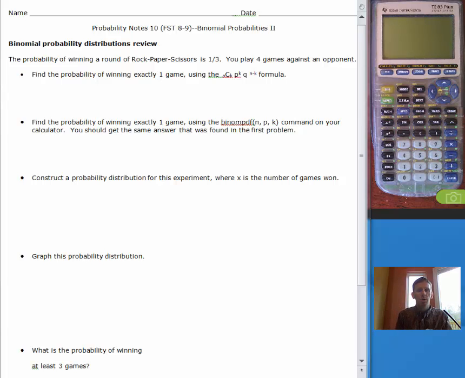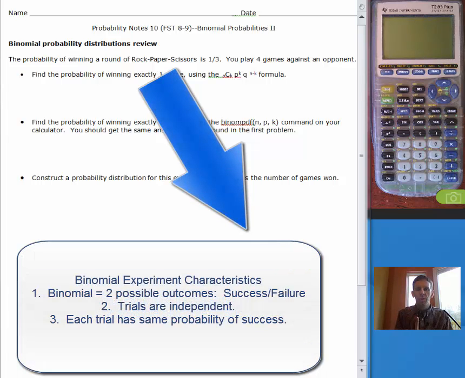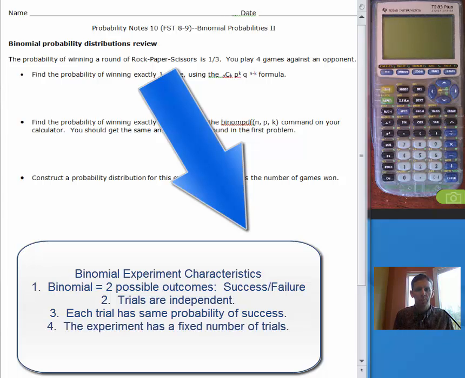And remember, in a binomial experiment, binomial stands for two possible outcomes, success or failure. Either you win or you don't win. Also, we have independent trials. Each trial has the same probability of success and a fixed number of trials for each experiment.